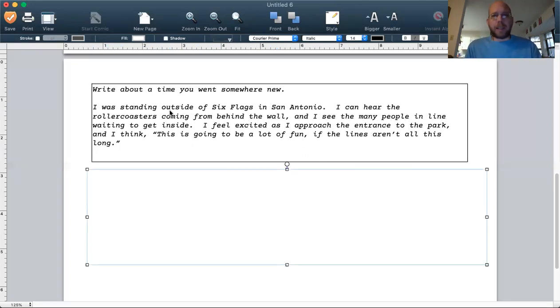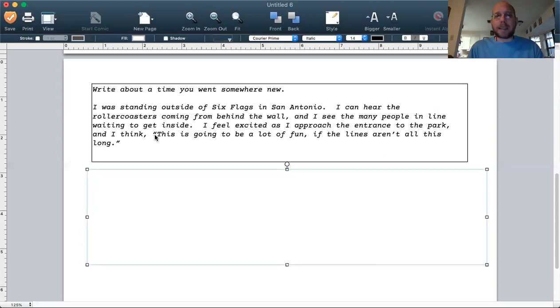So again, we have in here your ba. Where were we? We were standing outside of Six Flags in San Antonio. Okay. Well, what am I hearing, seeing? I can hear the roller coasters coming from behind the wall. I can see the many people in line waiting to get inside. Okay, that covers 2 of those 5 senses. You don't have to use them all, and you don't have to use more than one. I just did to help evoke a feeling of excitement in the reader.